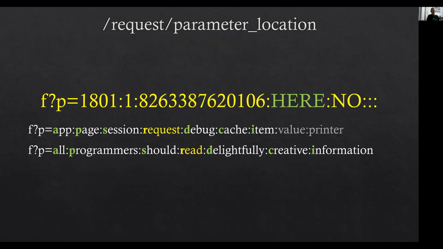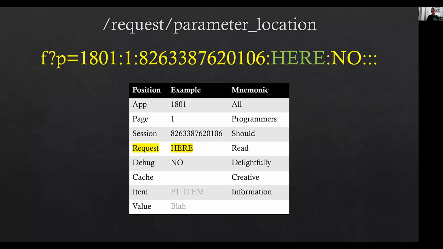And something I created early on for myself to remember the order in which these come: all programmers should read delightfully creative information. It's a true statement. I try to read delightfully creative information all the time. And as I wander my cursor through the URL to make tweaks, I do use that in my head to count the colons and get to this request parameter. What do we use it for?